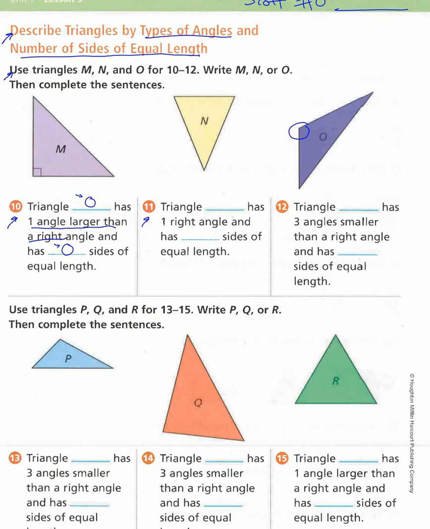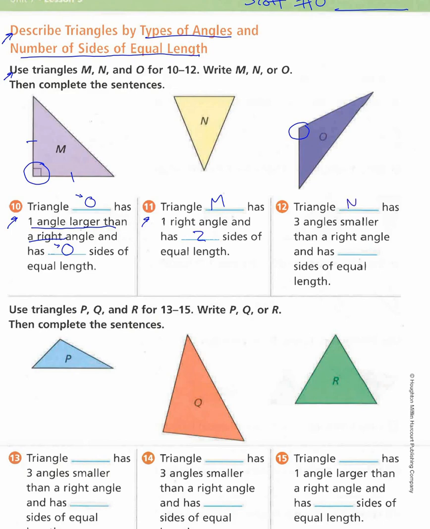All right, so hopefully you saw that this one right here, there's our cue that tells us that's a right angle. So this is M, right? And now, how many sides of equal length? You kind of have to turn your head, but I believe that those two sides are of equal length. So it has two sides of equal length. And then number 12 says, triangle blank has three angles that are smaller than a right angle, and how many sides of equal length? So go ahead and answer that one, and then I'll show you what I came up with.